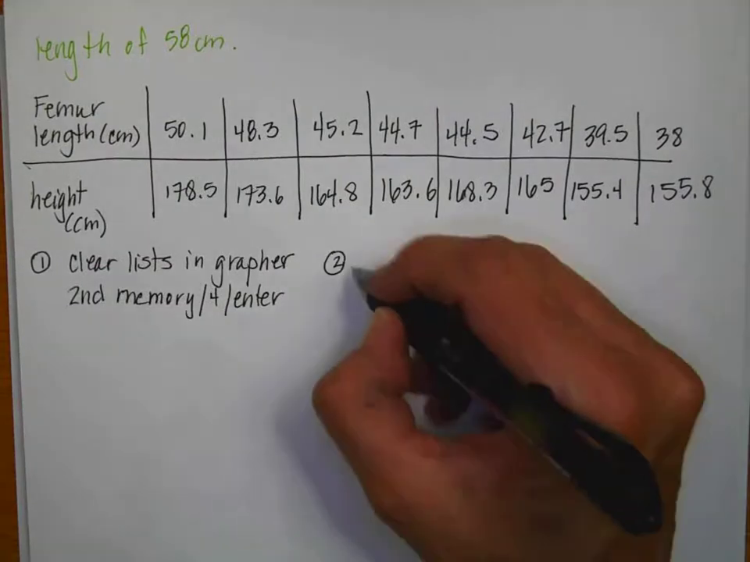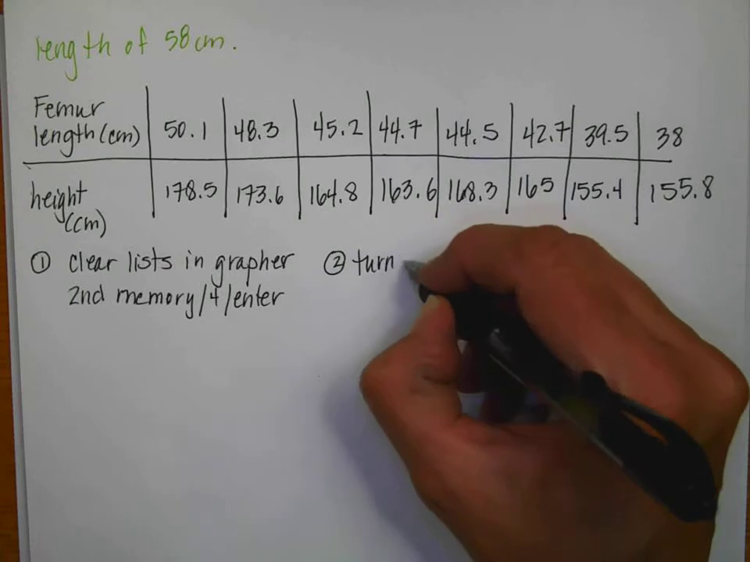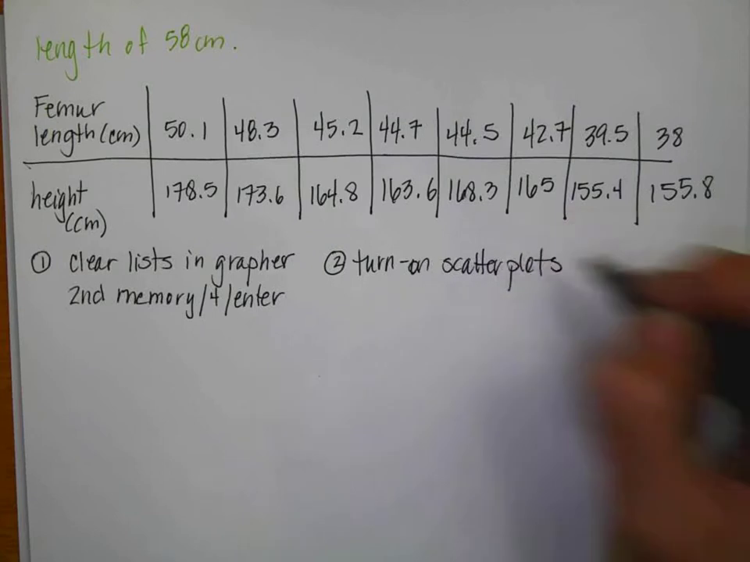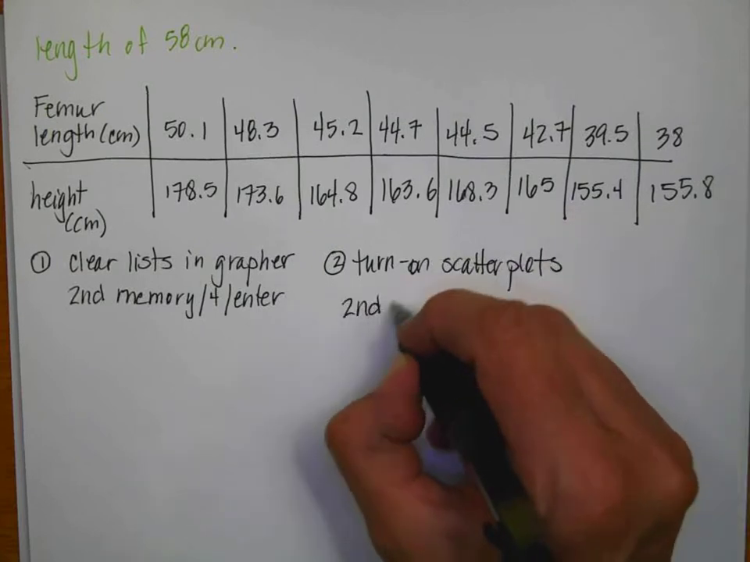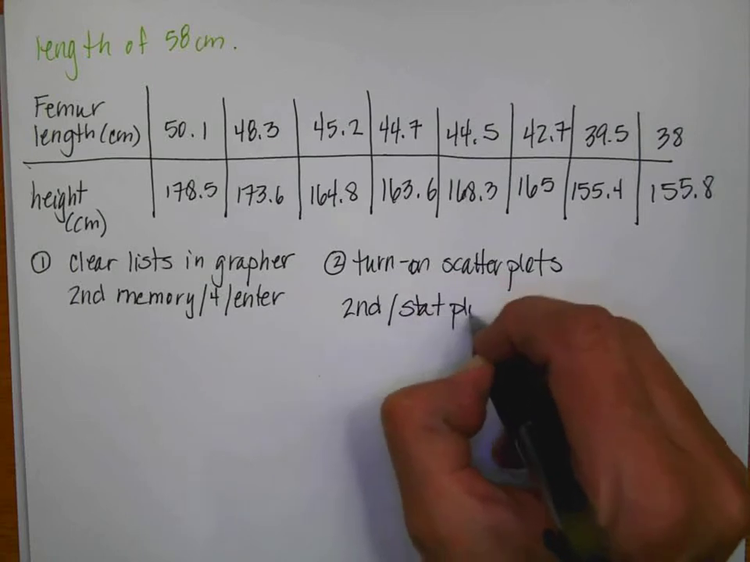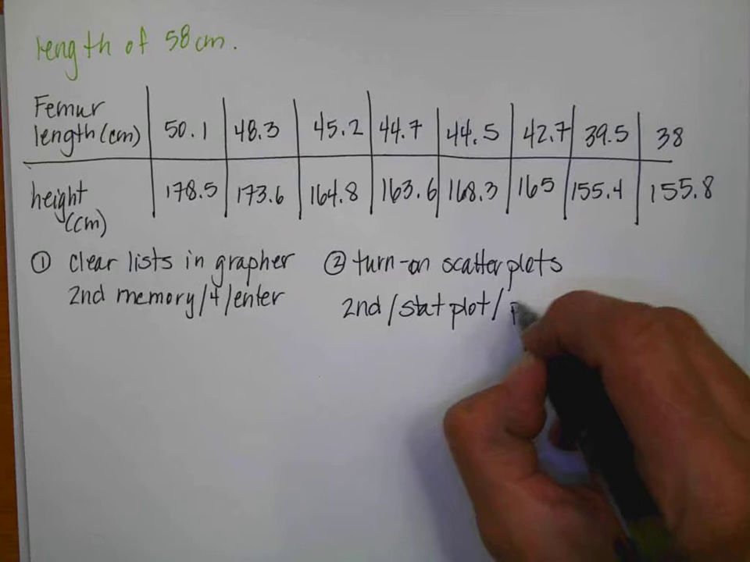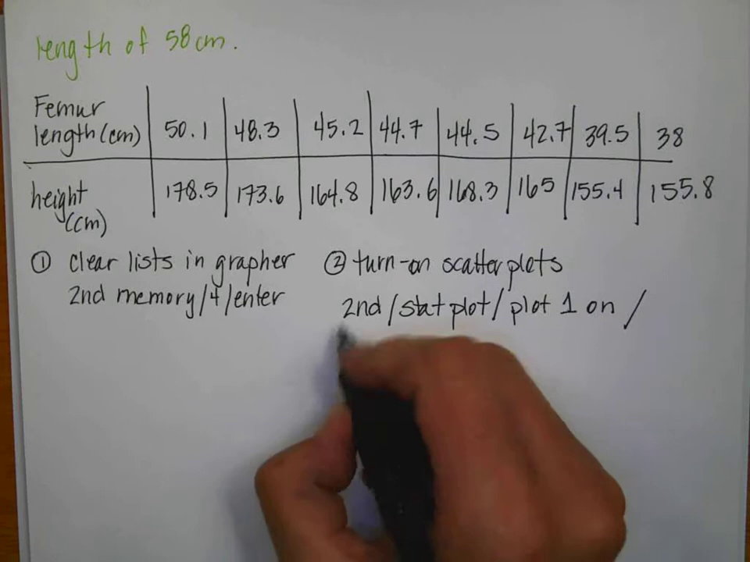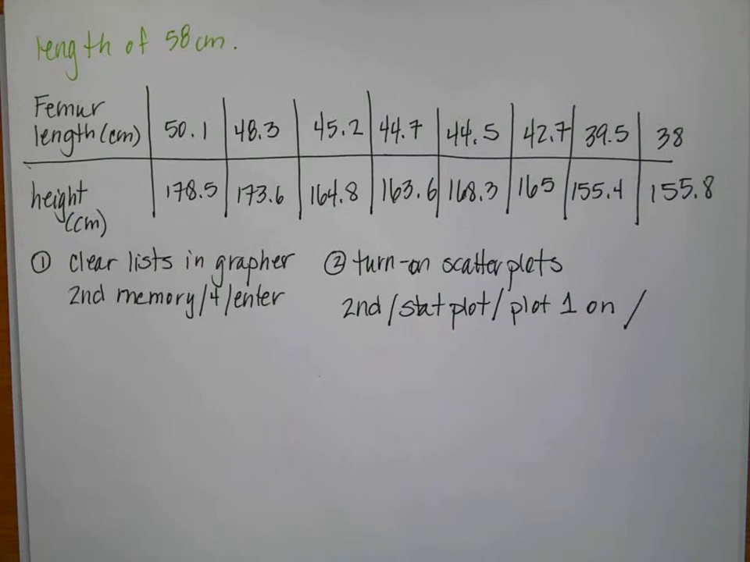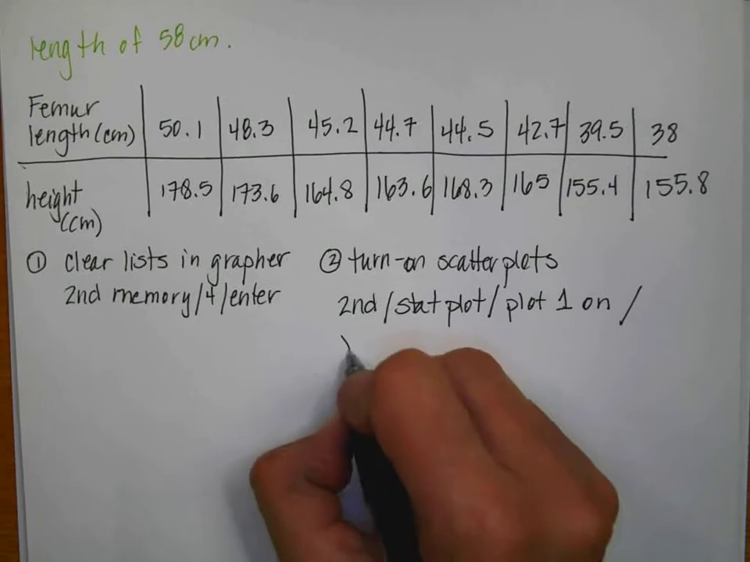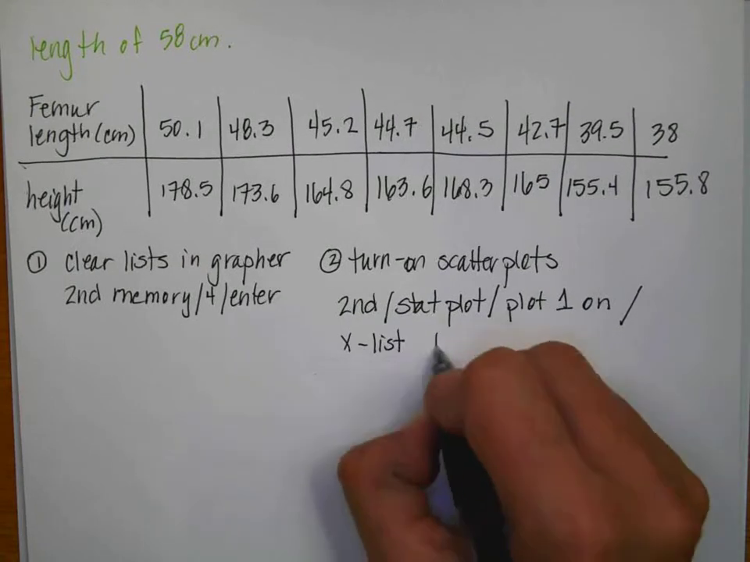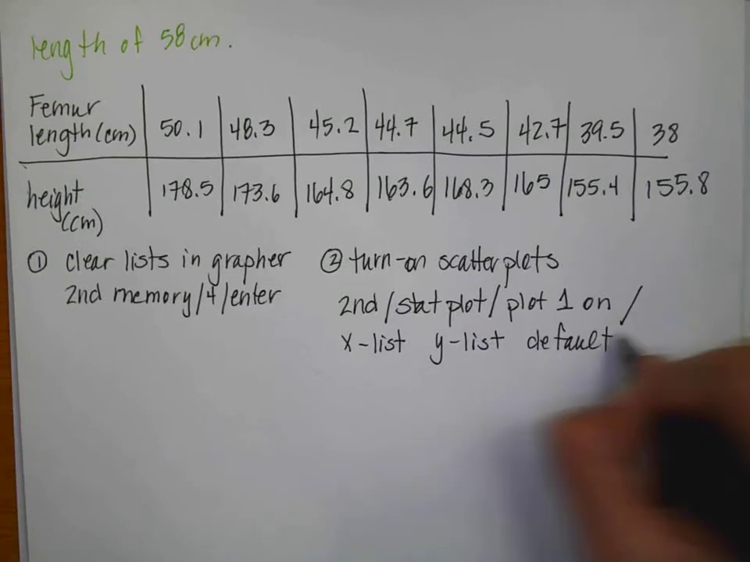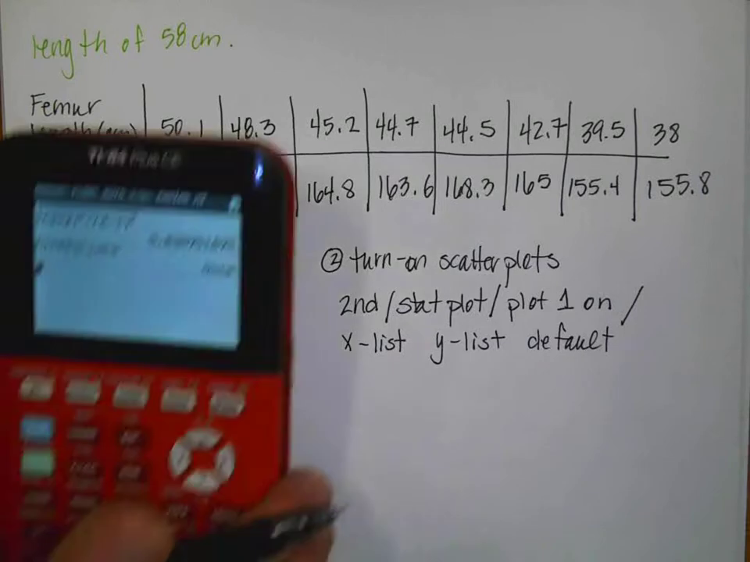The next thing that we're going to do, I'll write it over here, maybe that'll help, is I need to turn on my scatter plots. So I'm going to do second, and then I'm going to hit my stat plot button, and then I'm going to turn plot 1 on. There's lots of different plots. We'll see that when we get there. Look at what the calculator tells me. We'll talk about the X list, and we'll talk about the Y list, and then we're going to talk about the default. Okay. So these are our calculator steps.